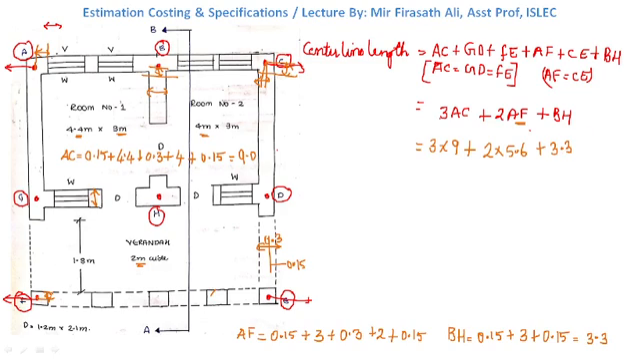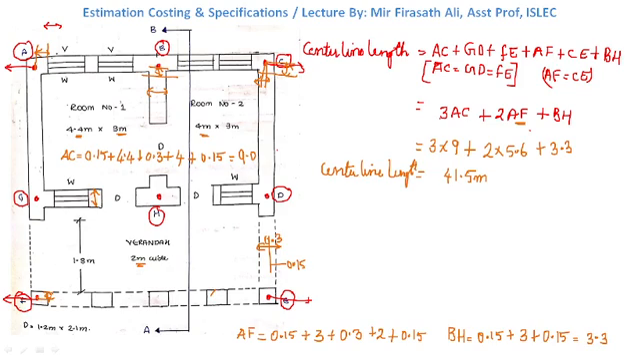So therefore, what center line length have we got? We have got the center line length as 41.5 meter. If we add all this, we'll get 41.5 meters center line length. Okay, got it, center line length.